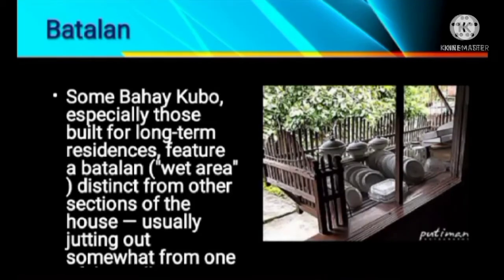Batalan. Some bahay kubo, especially those built for long-term residence, feature a batalan or wet area, distinct from other sections of the house, usually jutting out somewhat from one of the walls, sometimes at the same level as the living area and sometimes at ground level. The batalan can contain any combination of cooking and dishwashing area, bathing area, and in some cases a lavatory.